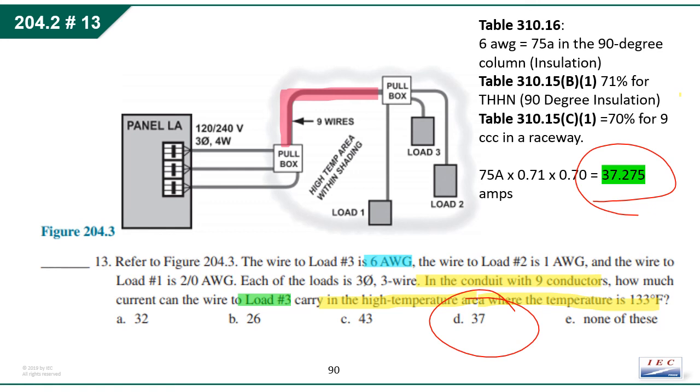37 amps is what that 6 gauge wire is capable of carrying through that high degree area. Under normal circumstances, 6 gauge could carry a lot more than just 37 amps. But because it's run in a conduit with other conductors, and it's in an area that's hotter than it's rated, that 6 gauge wire is only good up to 37 amps.